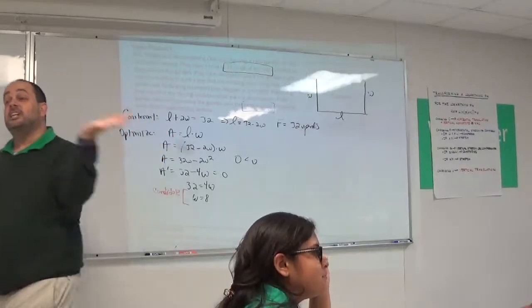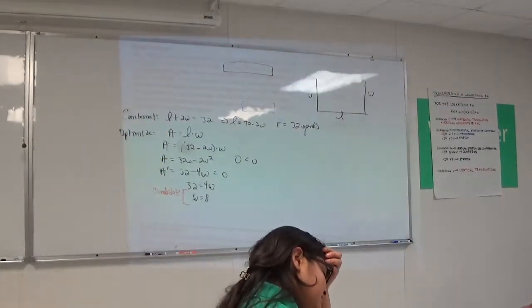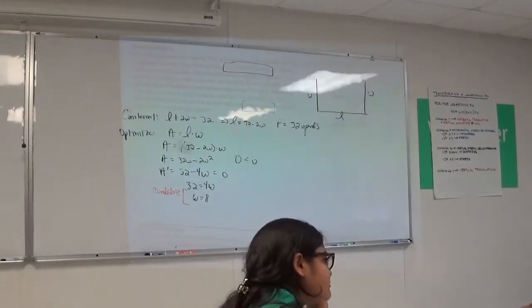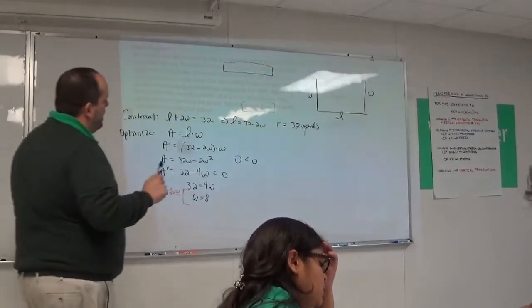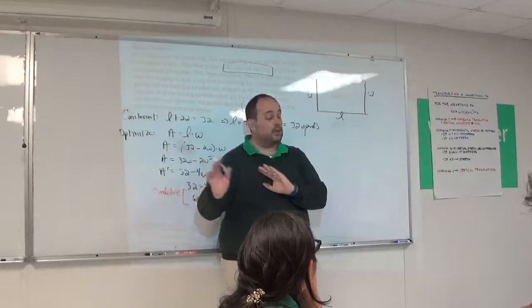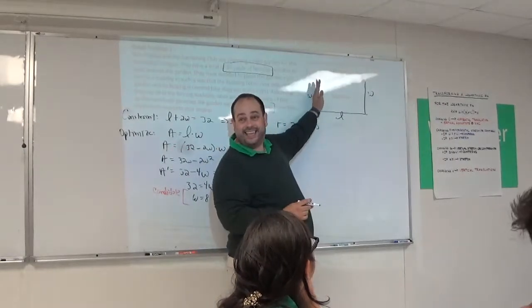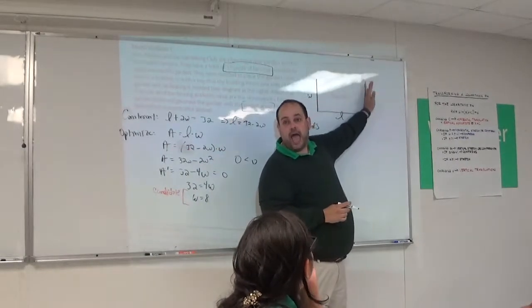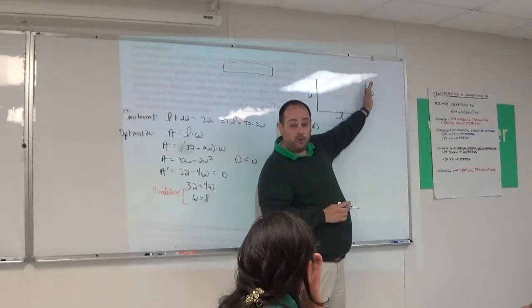Okay, let's look at the largest value for the width. What's the largest the width could be? 32. Two popular answers are 32 and 16. I have 32 feet total to play with here.